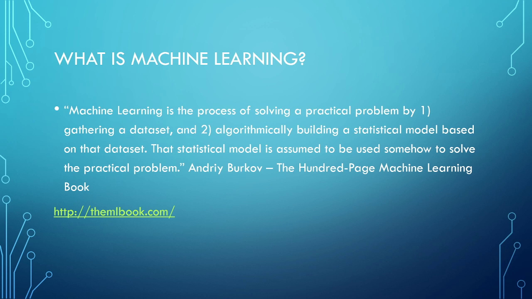And so this is a nice little definition from the 100-page machine learning book. And as you see here, it talks about ML as solving practical problems by taking data sets and then algorithmically building a statistical model based on that data set. And then that statistical model is assumed to be used somehow to solve some type of problem.